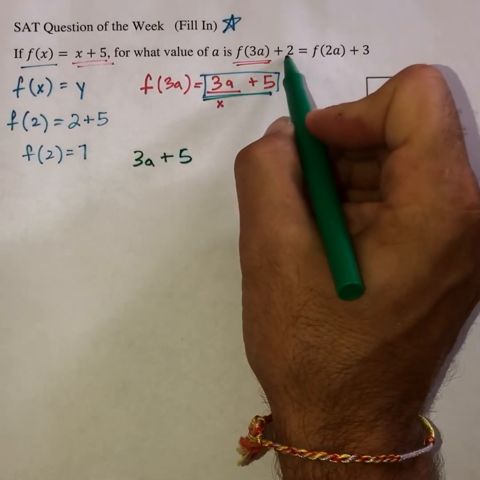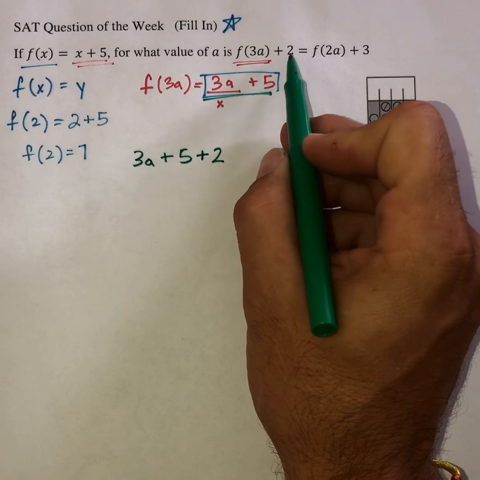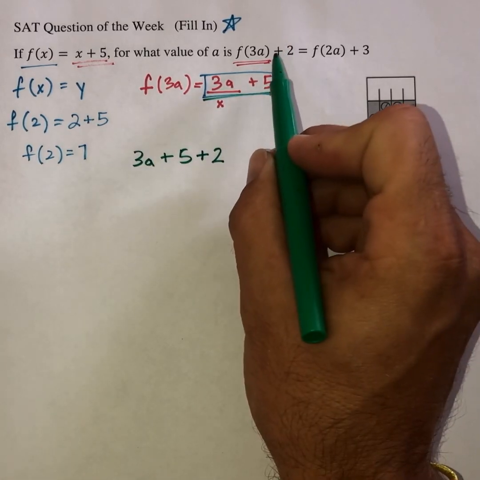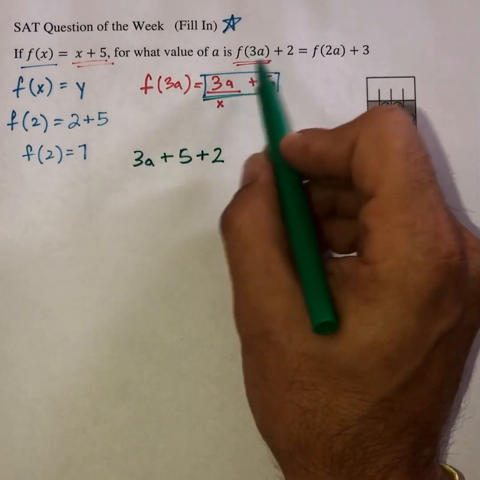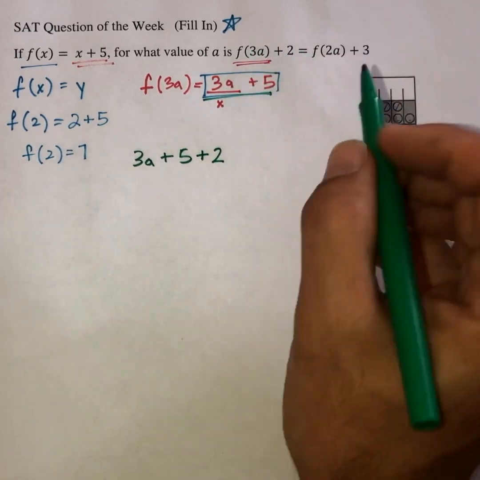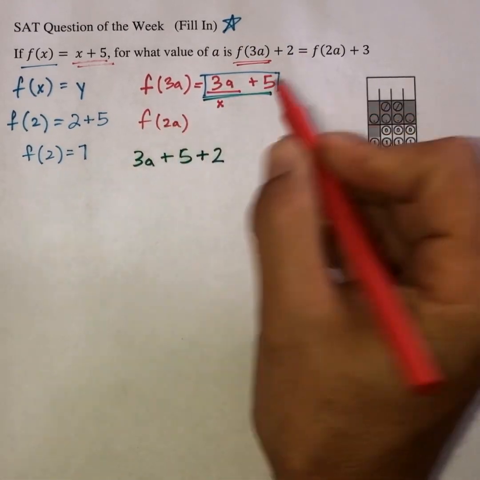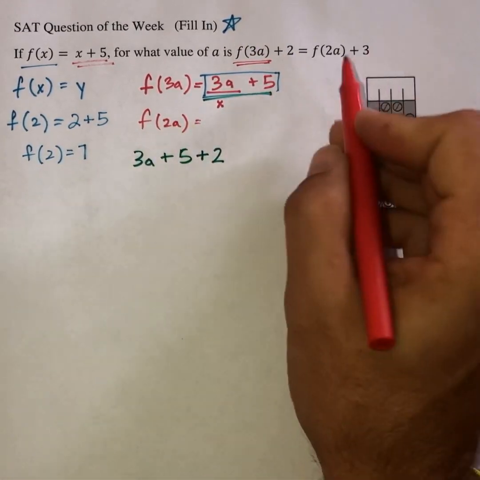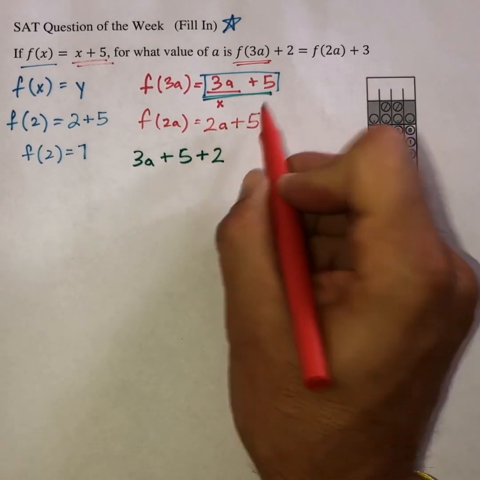Now, don't forget you have this 2 here, and that's the confusing piece they're putting in here. Some students might put in f of 3a plus 2. They're going to put this in for x and think it's plus 2. So f of 2a, again, we're putting 2a for x, so that's 2a plus 5.